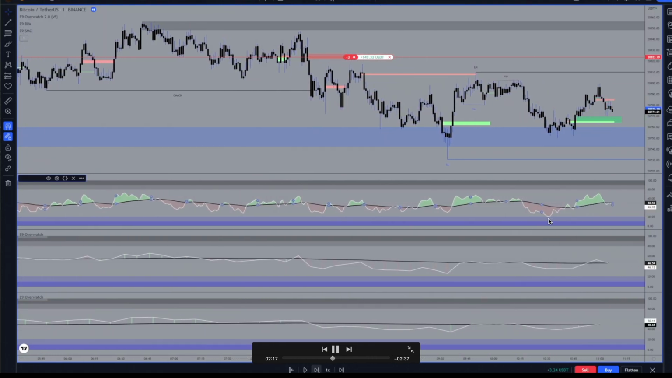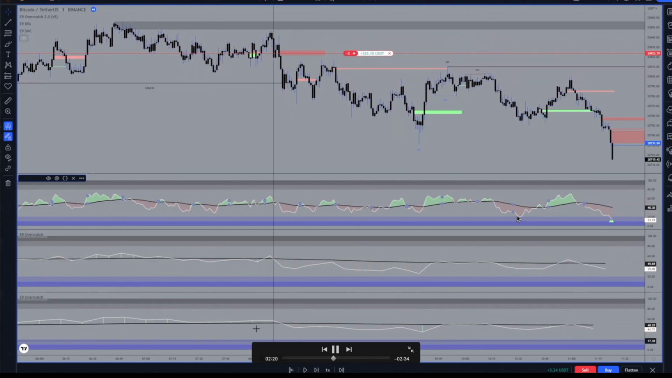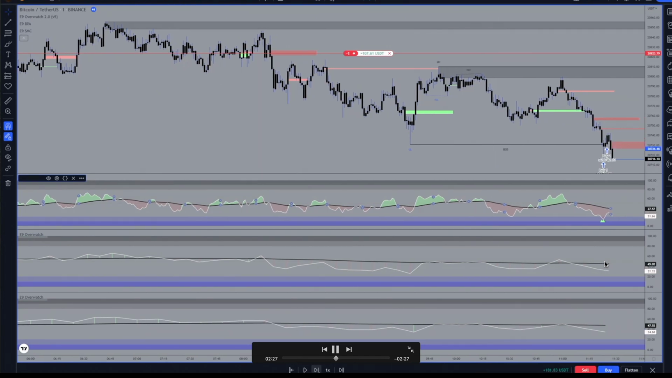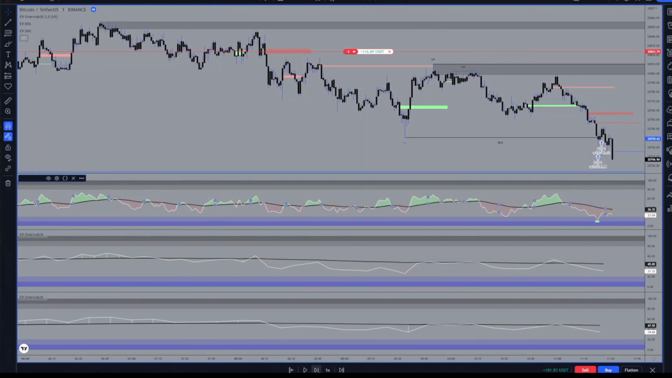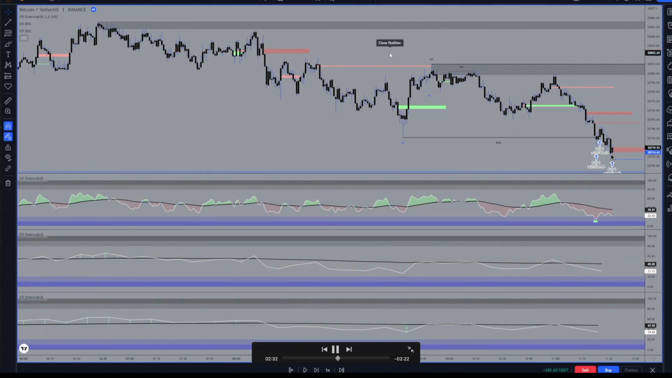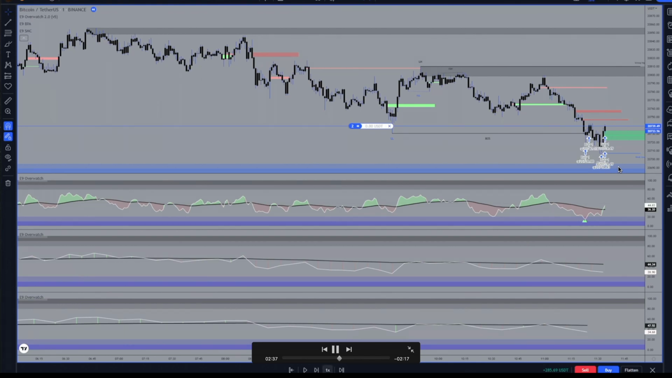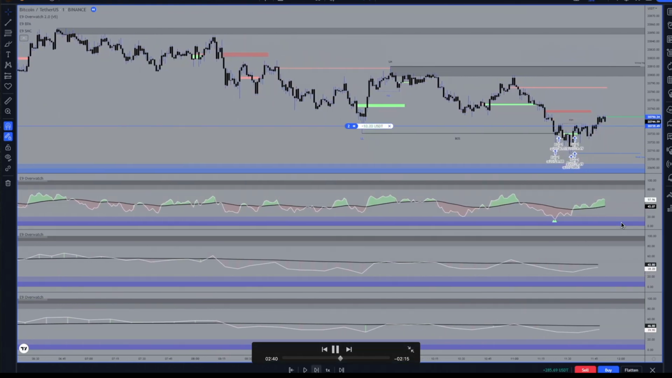So we nearly had an Overwatch touch there. That's virtually touching right there, but it's all good. So we've got an Overwatch touch. Take some profits. Okay, so we've got a divergence here. It's just pretty much closed the position there. So we'll reverse the position.